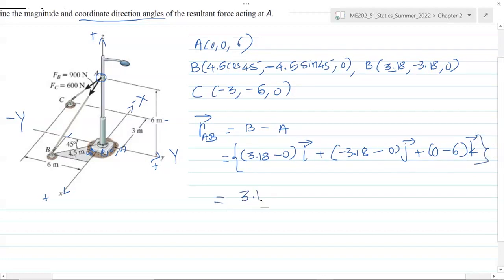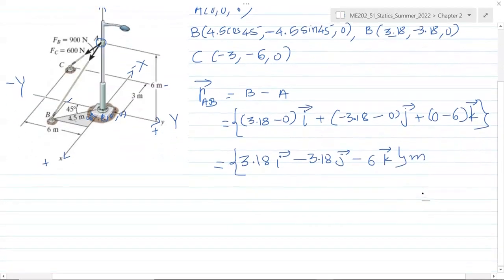So this is 3.18i minus 3.18j minus 6k. That's the position vector going from A to B, and it has the unit meters. Now we need to calculate the magnitude of this vector as well. So the magnitude of vector AB is the square root of the sum of these three component squares, and that is 7.49 meters. So how do we get 7.49? It is the square root of 3.18 squared plus 3.18 squared plus 6 squared, and that is 7.49.